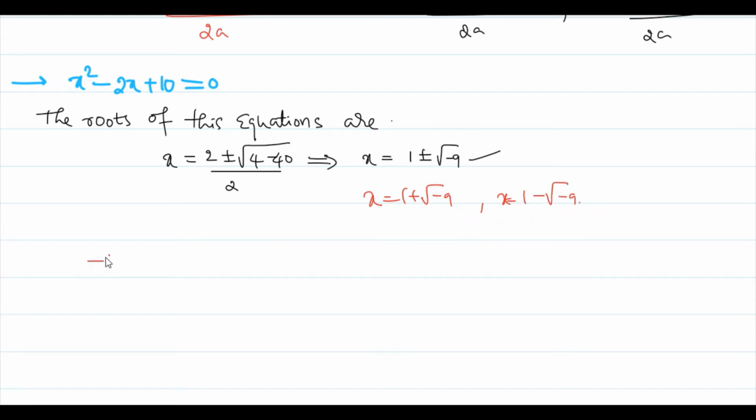If you see this square root of minus 9, it is somewhat different from normal real values, right? So to represent the square root of negative numbers, we are going to adopt an operator. I can write the root of minus 9 as root of minus 1 into root of 9.